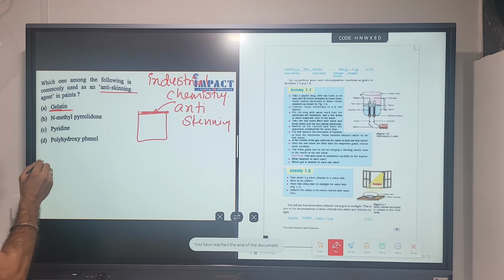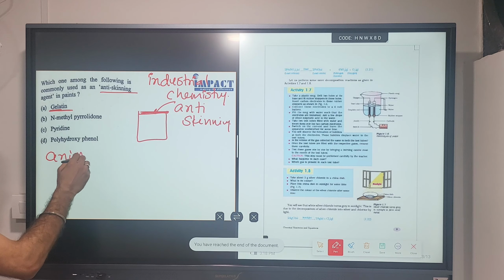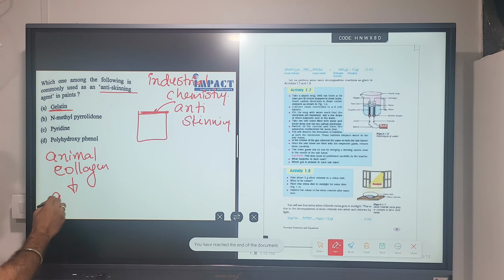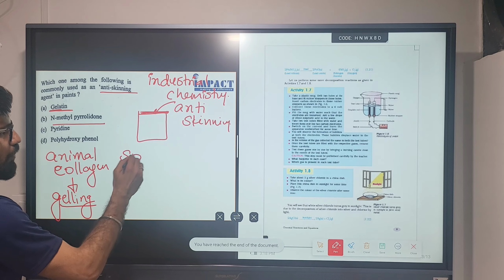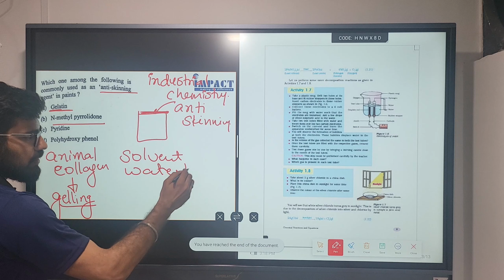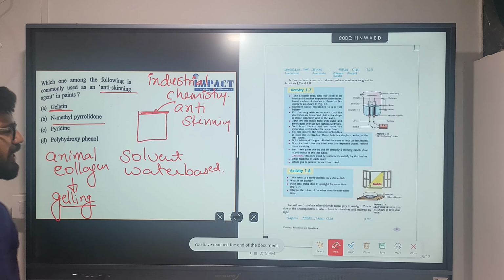First option is gelatin, which is an animal collagen. And as the name suggests, gelatin is used for the gelling purpose of paints. Then second option is N-methyl pyrrolidone. This is used as a solvent and generally used in water-based paints, those paints which use water for application.